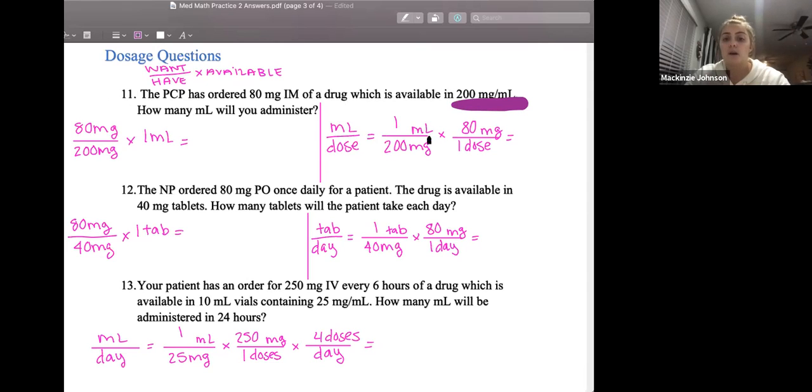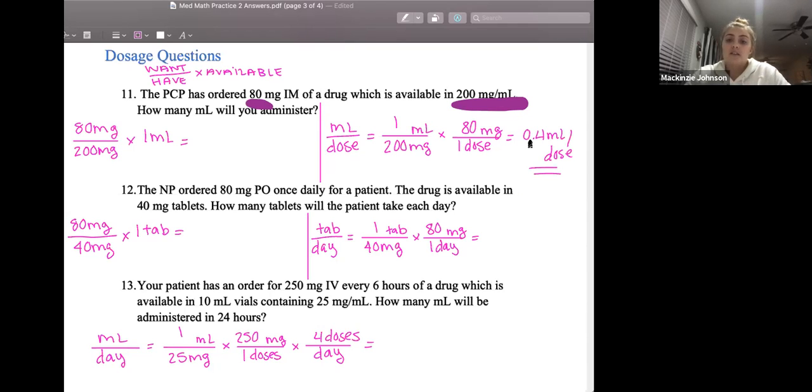So it'll be 1 milliliter, and this is how you write out the problem. You always start with what's available. So you'll write 1 milliliter over 200 milligrams. And then since we know how we want to match up on the top and on the bottom, we'll take our 80 milligrams and put it over dose, or you can just leave it blank. It doesn't matter if you put over dose or over 1 or whatever you prefer. So then that gives us our equation, right?